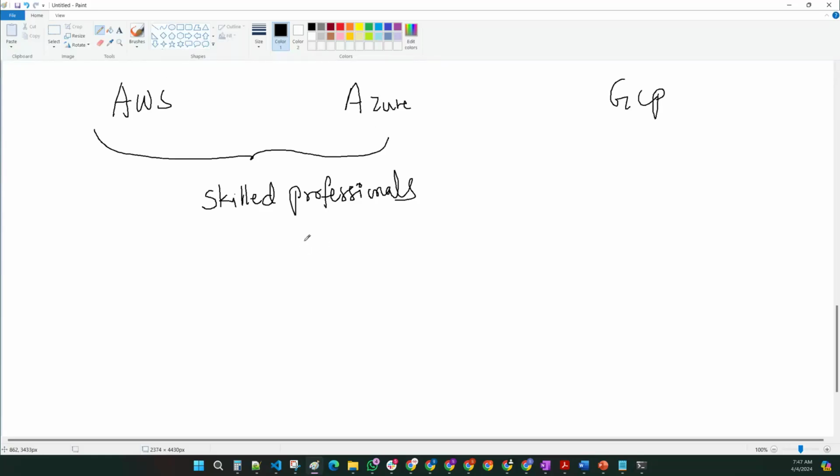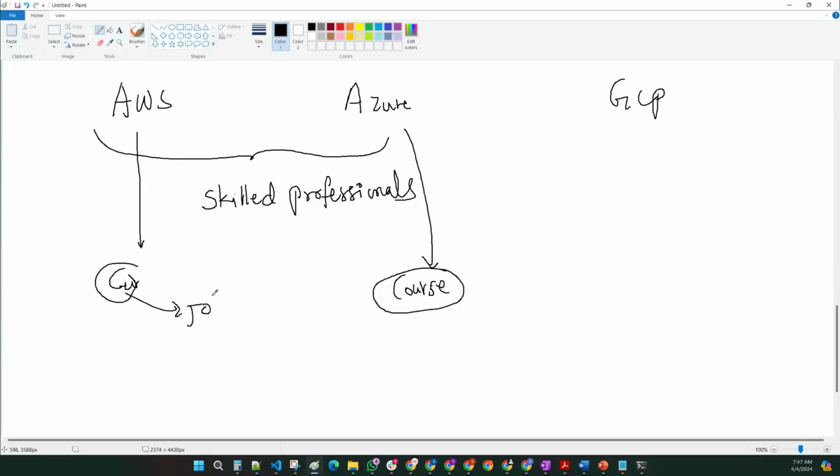So now who are you comparing with? For example, you learned some course like the AWS data engineer course, or similarly the Azure data engineering course. Now whom are you competing with for the job? Can you tell me? We are competing with these skilled persons who are already skilled in this particular area.